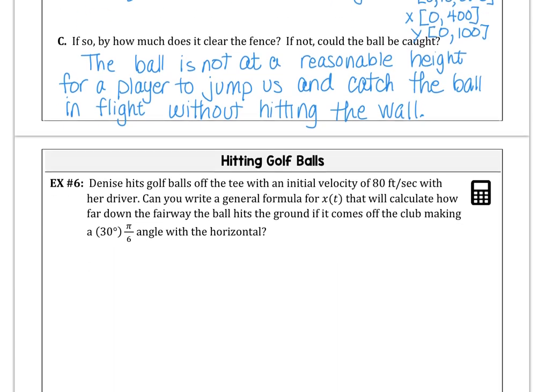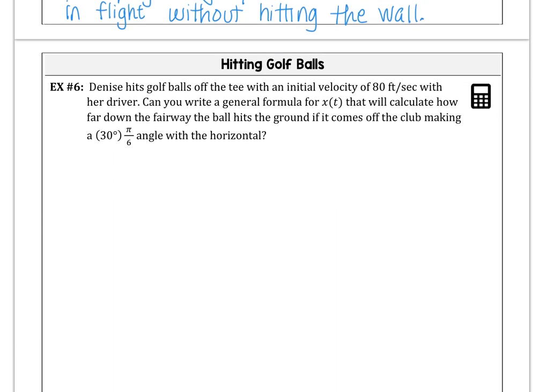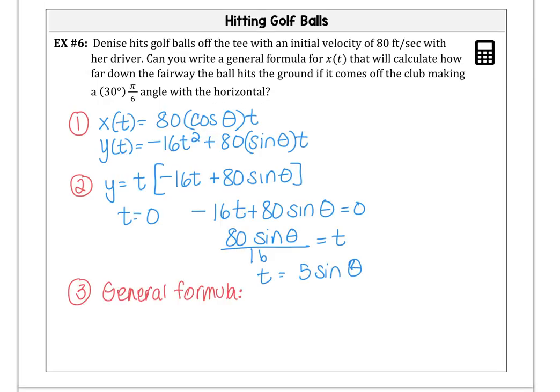And then lastly, example 6. Denise hits golf balls off the tee with an initial velocity of 80 feet per second with her driver. We want to write a general formula for x of t that will calculate how far down the fairway the ball hits the ground if it comes off the club at a pi over 6 angle with the horizontal. So I have my 2 equations written first here as step 1, and then can we write a general formula that will calculate how far down the fairway the ball hits the ground if it comes off the club, making that pi over 6 angle with the horizontal.